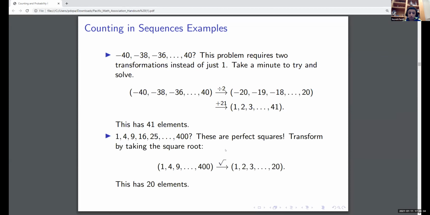And if not, you just take the square root of all the elements. Again, just another one of those transformations. And that's going to give you the list of numbers from 1 to 20. So that has 20 elements.